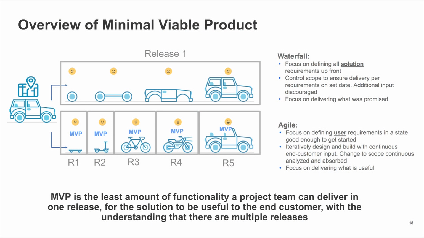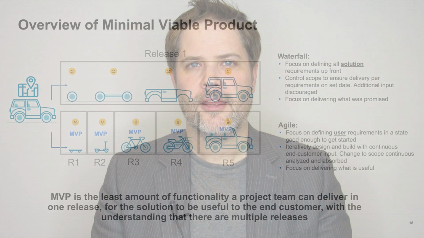Let me introduce to you a term that we use in software development called minimum viable product, otherwise known as MVP. MVP is the least amount of functionality a project team can deliver in one release. So, in the first time that something is publicly provided, for the solution to be useful to the end customer. So, it has to do something, with, of course, the understanding that there will be future releases.